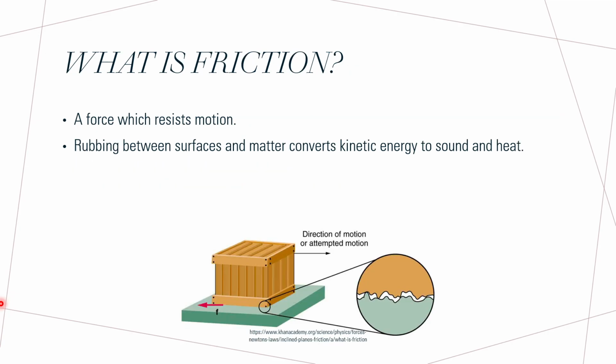So first off, let's just get the basics done and actually reflect on what our definition of friction is. Essentially, it's a force which resists motion. And a lot of the time we talk about this idea or concept of rubbing between surfaces and matter, converting kinetic energy into sound and heat. A basic way of being able to conceptualize or visualize this concept is looking really closely at how two surfaces actually appear at a zoomed in level and appreciating that even for really smooth objects, there are bumps and crevices that exist on the surface of all solid objects.